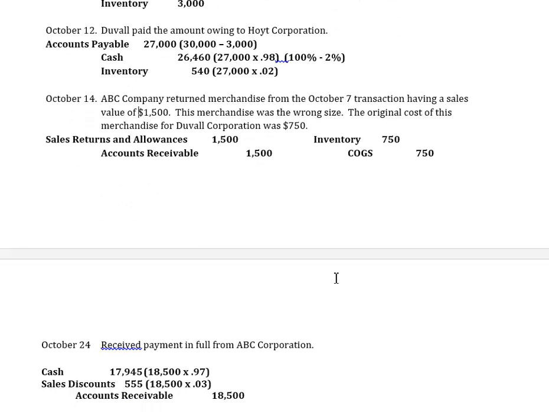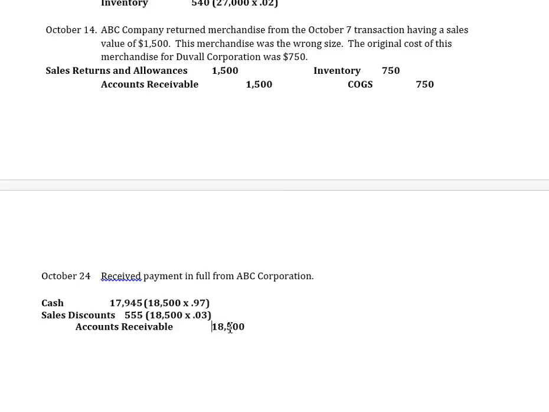So that means that we're going to reduce our account receivable by how much? $18,500. Don't forget, we can't expect ABC Company to pay us for the $1,500 in merchandise they're returning. So whatever payment they make, they're clearing off their account receivable in full. So now how much money are we getting from ABC Corporation? Well, if they only owed us $18,500, we're going to get 97% of it.